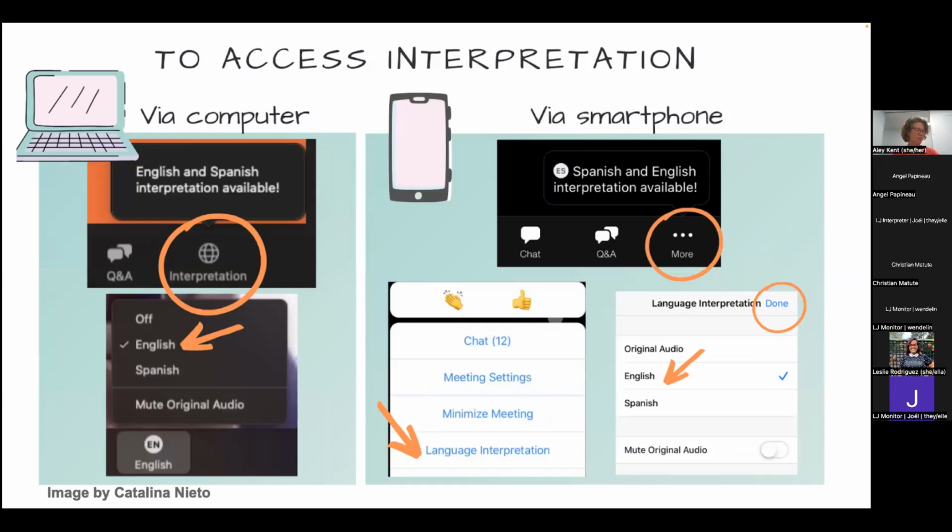To access the function from your phone or your tablet, find the 3 dots on the bottom of your screen and select More, then Language Interpretation. Select your language channel and click Done. This last step is what activates the function.